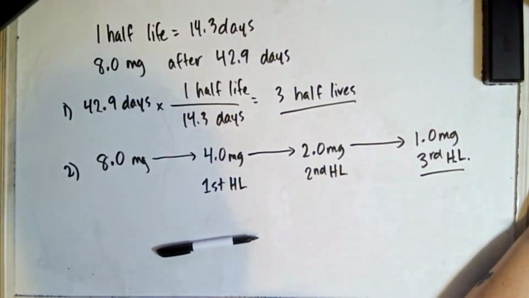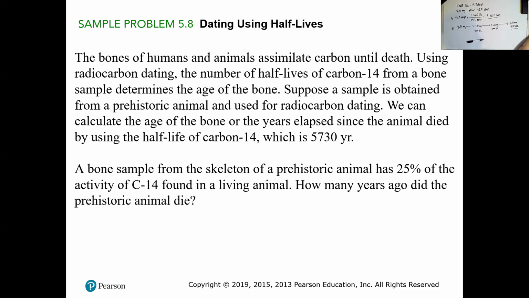All right, let's look at this next one. A lot of words in this one. The bones of humans and animals assimilate carbon until death. Using radiocarbon dating, the number of half-lives of carbon-14 from a bone sample determines the age of the bone. Suppose a sample is obtained from a prehistoric animal and used for radiocarbon dating. We can calculate the age of the bone or the years elapsed since the animal died by using the half-life of carbon-14, which is 5,730 years.